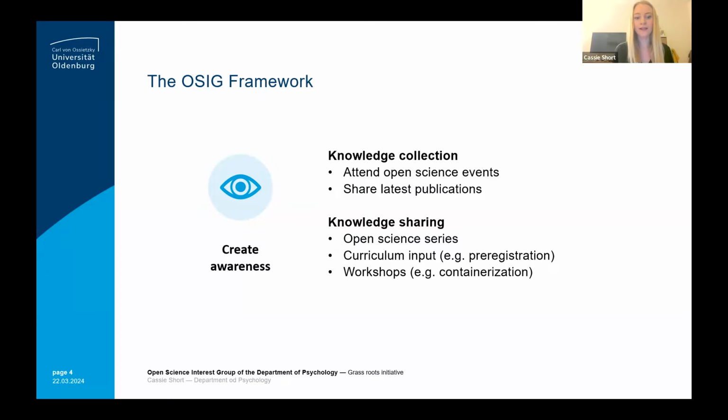To create awareness, we do this in two ways. First of all, knowledge collection is very important. So we try to find out about open science events that are happening, and we get together, share this information, and see if hopefully one or two people from our group can attend and continue to learn about the open science landscape. We also share the latest open science publications with each other, just to make sure that we're still fully informed of what's happening. And then, of course, we share this knowledge with the department.